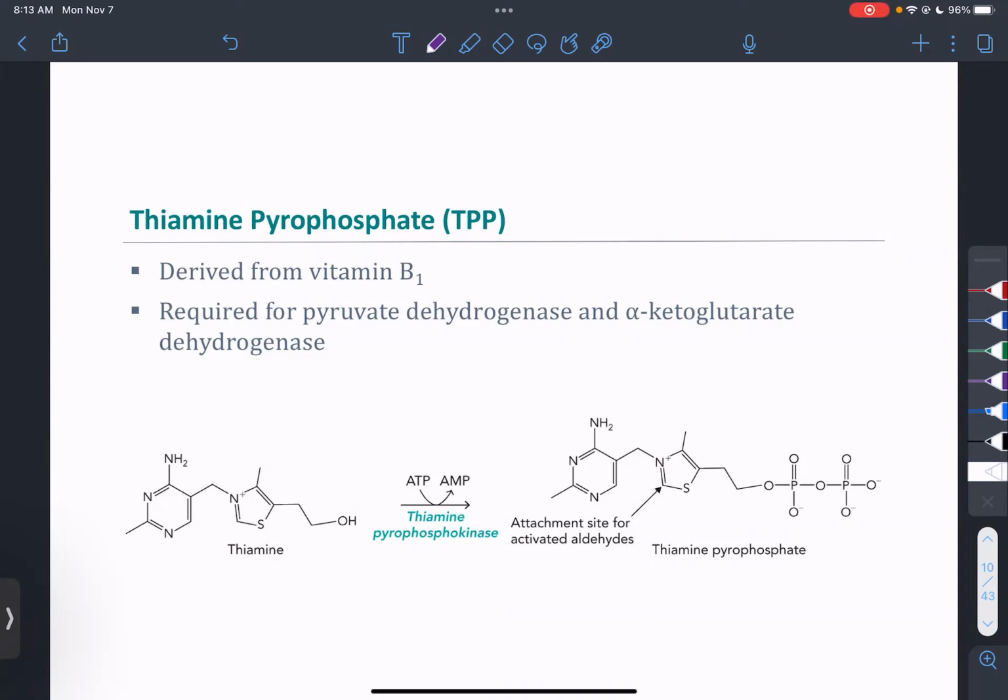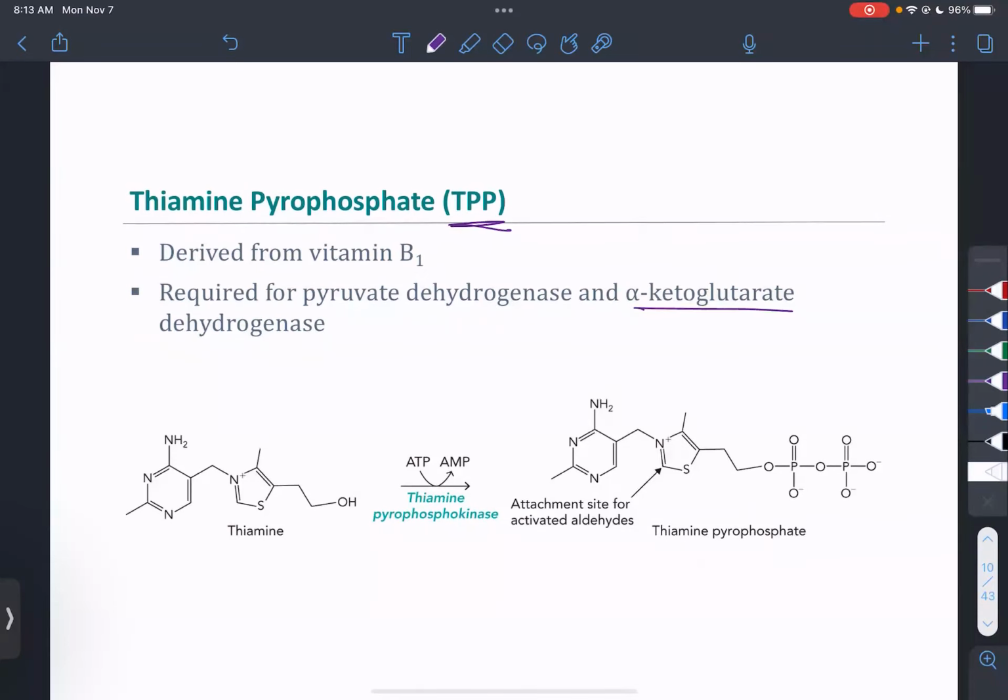And what's really cool is TPP is also found in an enzyme of the citrate cycle, and that's alpha-ketoglutarate dehydrogenase. So alpha-ketoglutarate dehydrogenase is structurally very, very similar to pyruvate dehydrogenase. And so this coenzyme is required for both of these two reactions to happen. So really our functional component is a place where we can attach aldehydes. We can have an aldehyde transfer. And I'm going to show you this in the big reaction in just a minute.